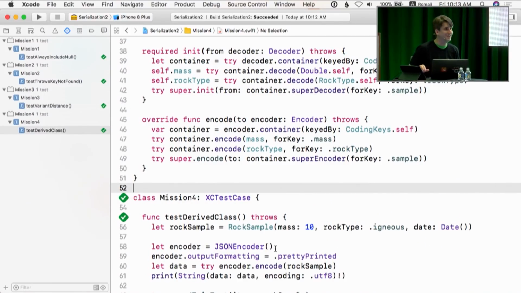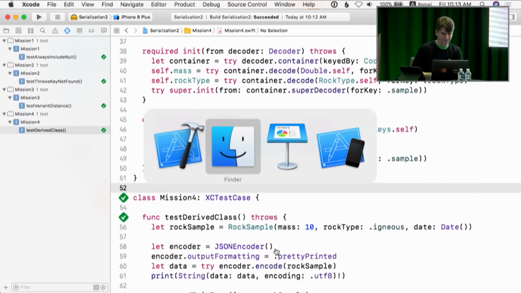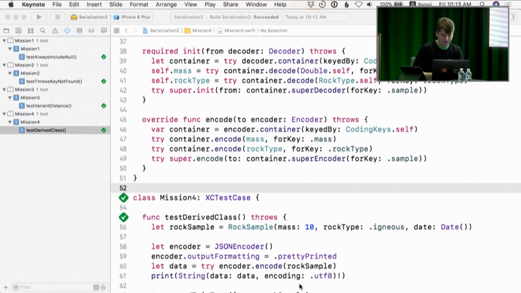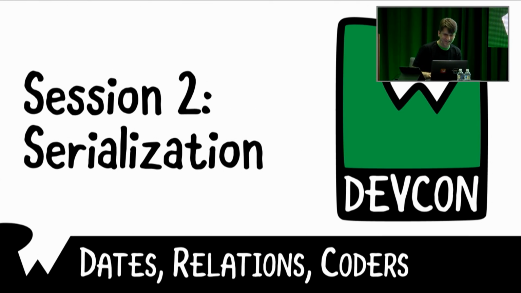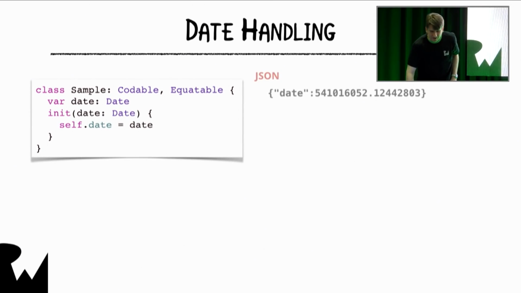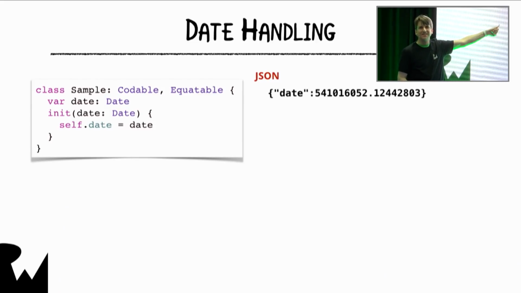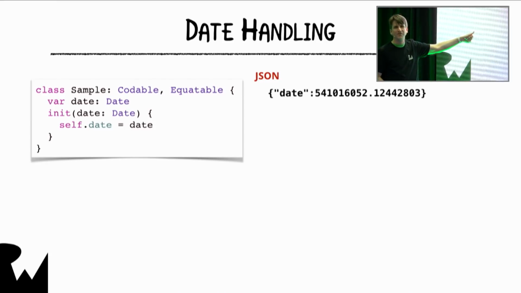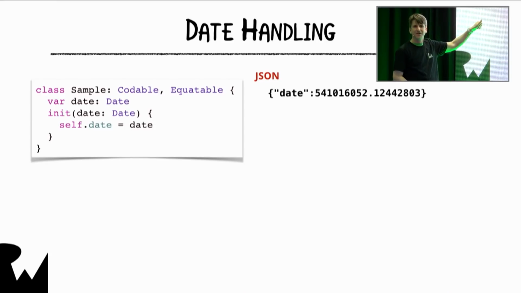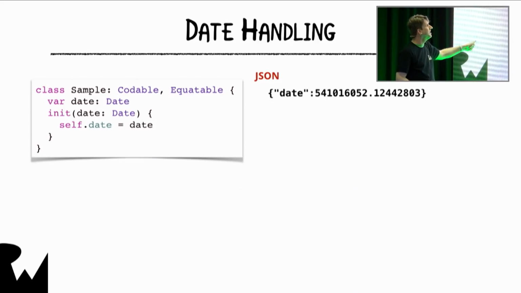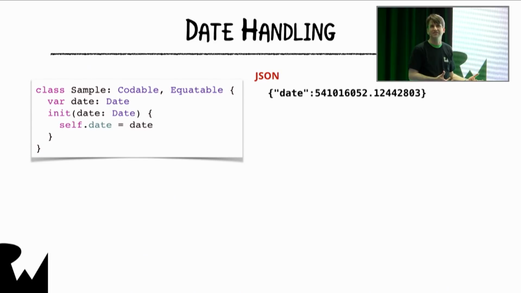Okay, I'm just going to continue on into demo 3. Or not demo 3, first a little bit of theory. So dates, relations, and encoders. You might have noticed in that last one, we got a date, and the date was just this number from a reference time. This turns out to be, I think, January 1st, 2001. The reason I guess they did that is because it's the most efficient date parsing that exists. It's just that one number. Other date parsing is a little bit more expensive.